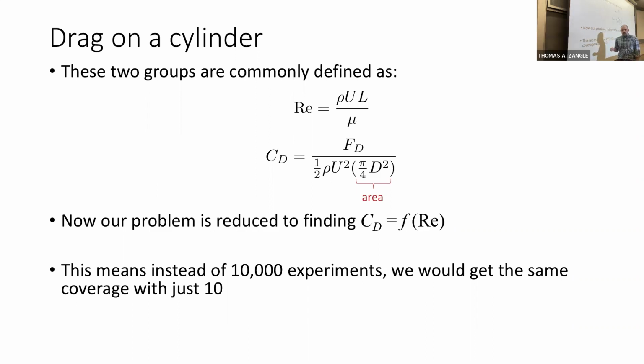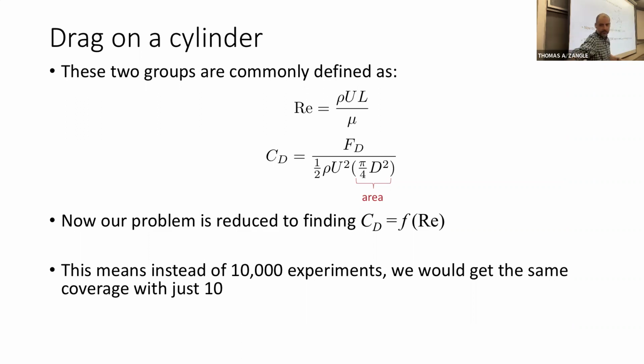So what we would predict based on this is that if we look at real data for drag force on a cylinder, and we plot it not as drag force versus all those variables, but as coefficient of drag versus Reynolds number, we should see a single line. That's really what this tells us. It doesn't tell us the shape of that line, just that there should only be a single line.